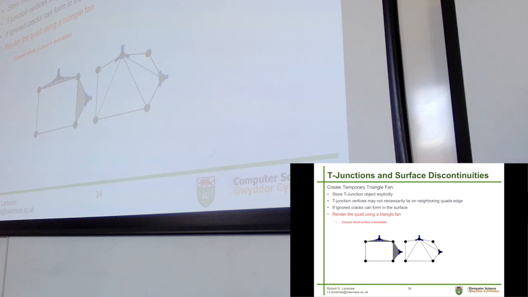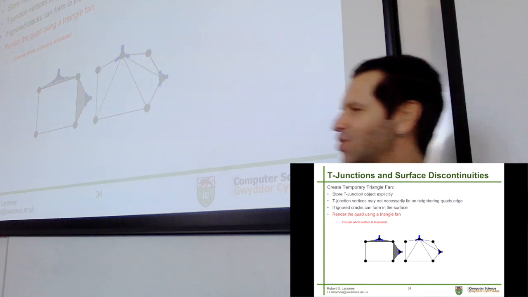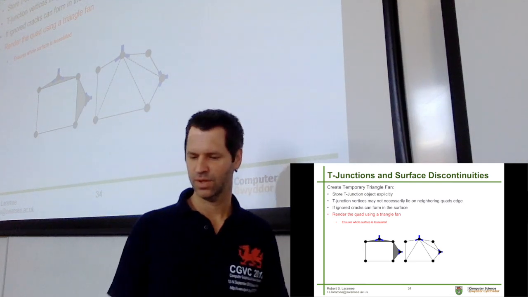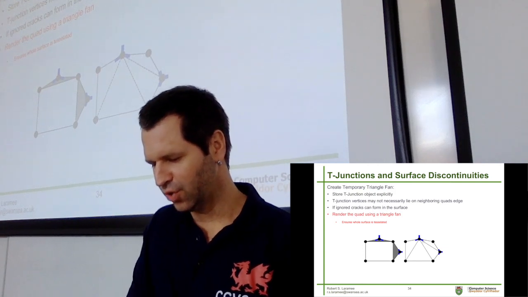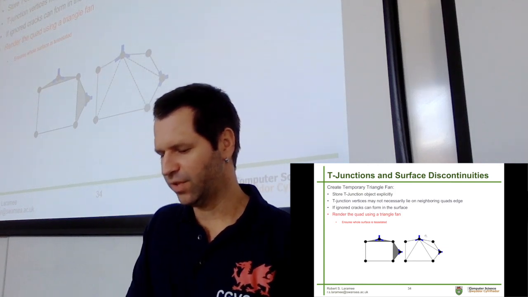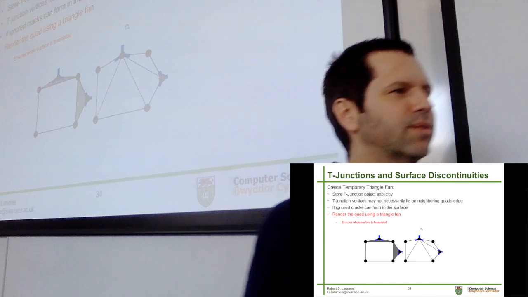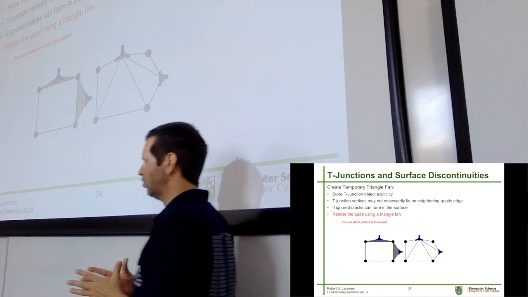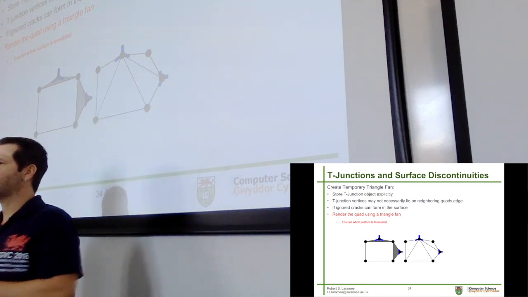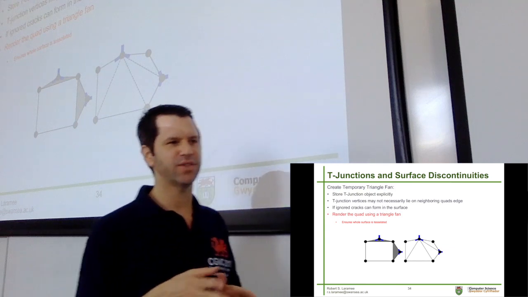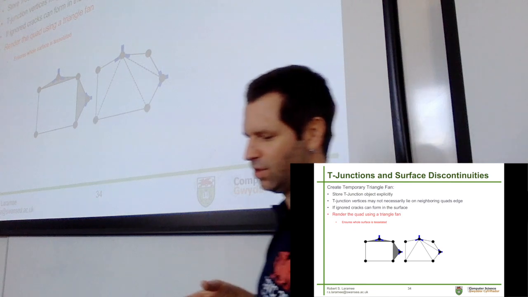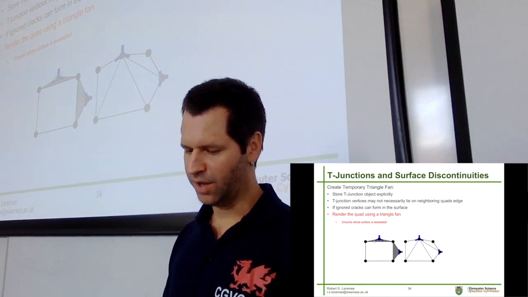So in that case, we don't use quads anymore. We just render those vertices using a triangle fan. So we convert the quad to a triangle fan just for that one rendering. All the data structures are the same. The data structures stay the same, but just the way we render, we don't render it as a quad anymore. We render it as a triangle fan.